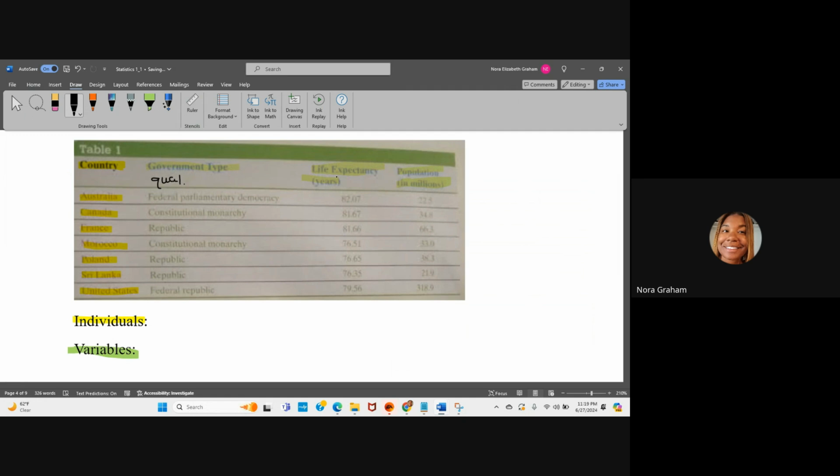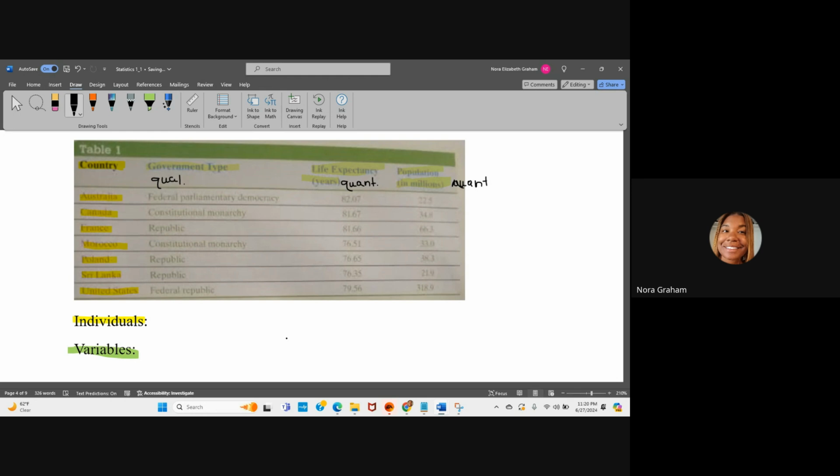Life expectancy is going to be quantitative because I'm dealing with numbers. I'll just put quant for now because I don't want to spell the whole thing out. And then our other variable, population in millions, is quantitative as well, because it's dealing with numbers. Quant. All right, so we labeled those. Let's see what else they want us to say about them.